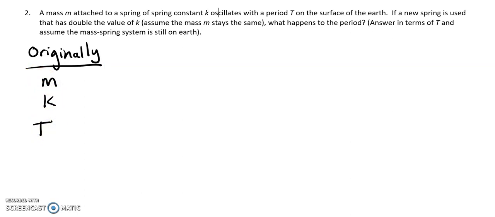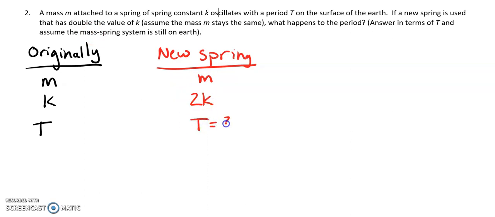So now we have a new spring. Cool. So I'm going to call it new spring and just write down all my data. Okay, so new spring sounds like M still stays the same. Double the value of K. Okay, so the stiffness of the spring is increasing. Period, we want to find. Great. So I'm going to go ahead and write down my original equation for a period of a mass spring system for simple harmonic motion. So that's 2 pi root M over K.